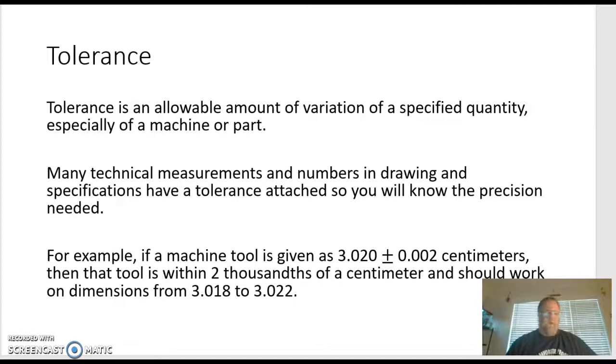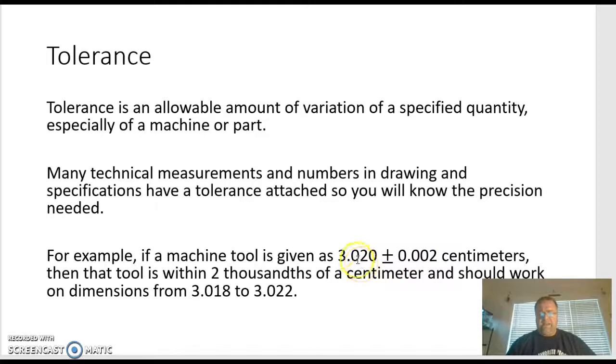Tolerance, they talk a little bit about tolerance. This is mainly with machine work, and it gives kind of an allowable measurement that you can use when utilizing certain types of tools. So for example, a machine tool might be given as 3.020 plus or minus 0.002 centimeters.